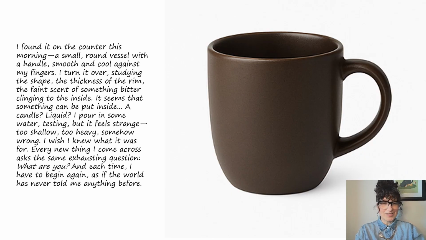I found it on the counter this morning, a small round vessel with a handle, smooth and cool against my fingers. I turned it over, studying the shape, the thickness of the rim, the faint scent of something bitter clinging to the inside. It seems that something could be put inside. A candle? Liquid? I pour in some water, testing it. It feels strange. Too shallow, too heavy, somehow wrong. I wish I knew what it was for.